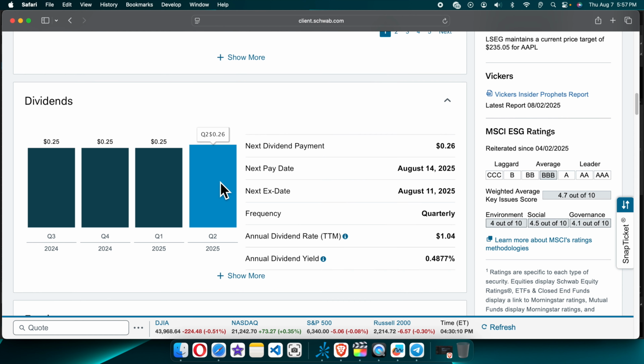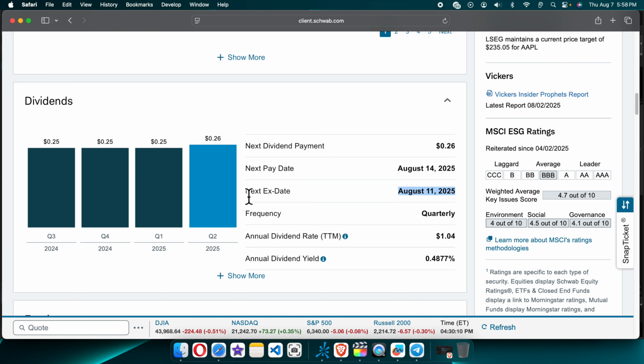So this is Apple stock, right? And here it is showing dividends, and this company is paying dividends continuously. And here there is a short summary: next dividend payment 26 cents. So if you hold that stock, they will pay you 26 cents per stock. And here they also mention the next pay date is August 14, and the ex-dividend date is the 11th.